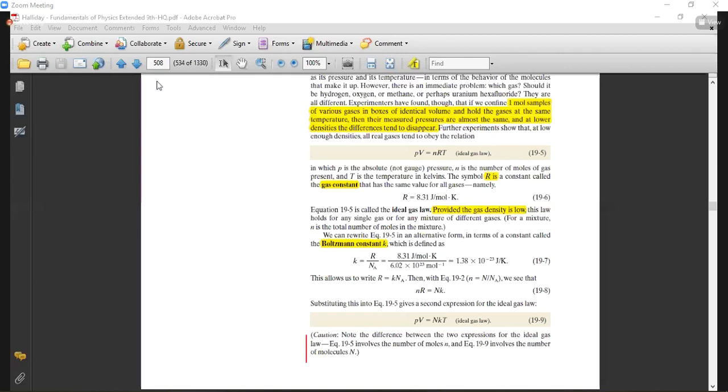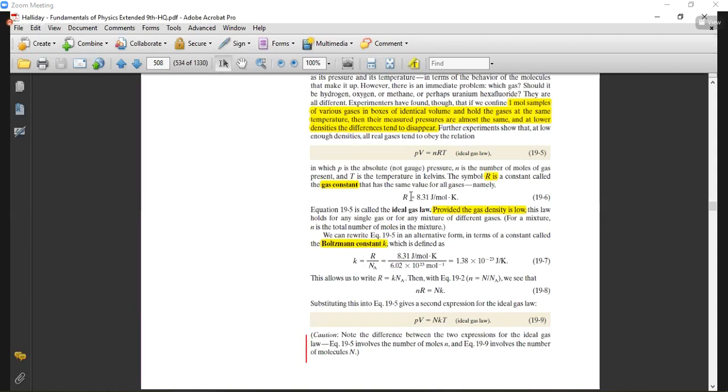We can also rewrite the gas constant with respect to the Boltzmann constant, and for that purpose you will divide this gas constant by the Avogadro number, and you will be able to get the Boltzmann constant. In some equations you will see it as a Boltzmann constant, but mostly you will write it as a gas constant.